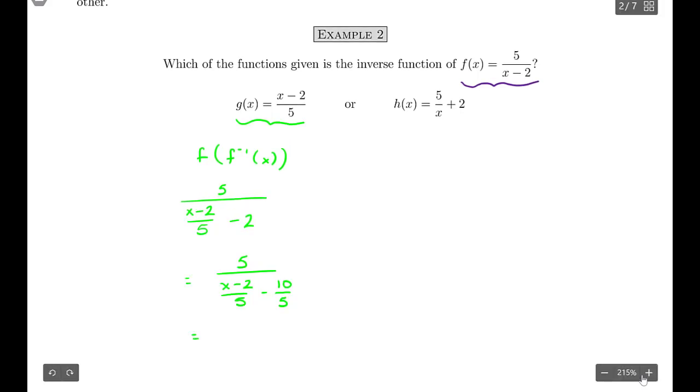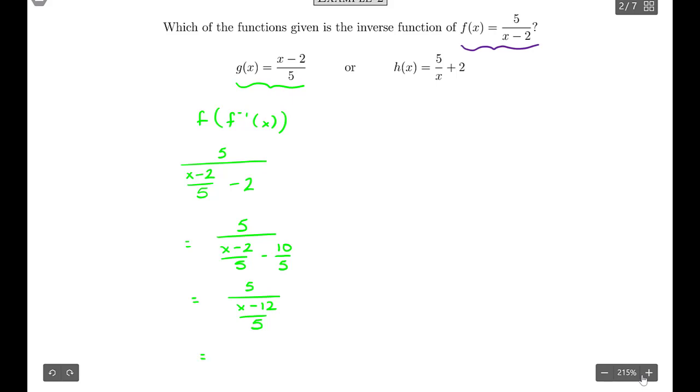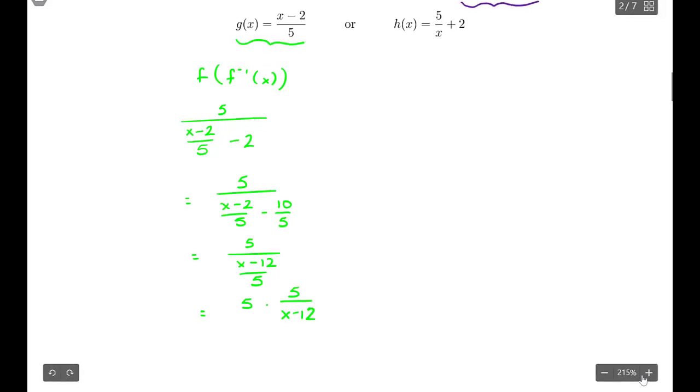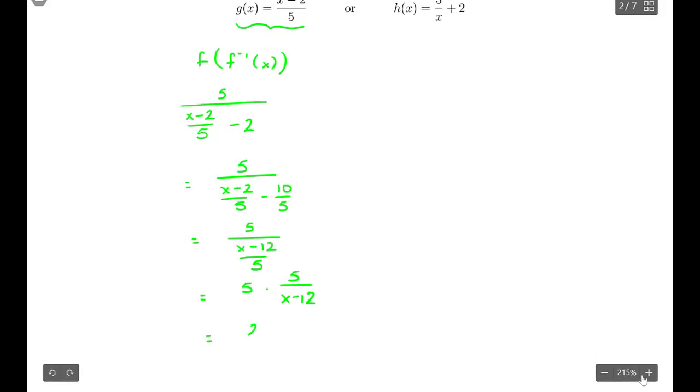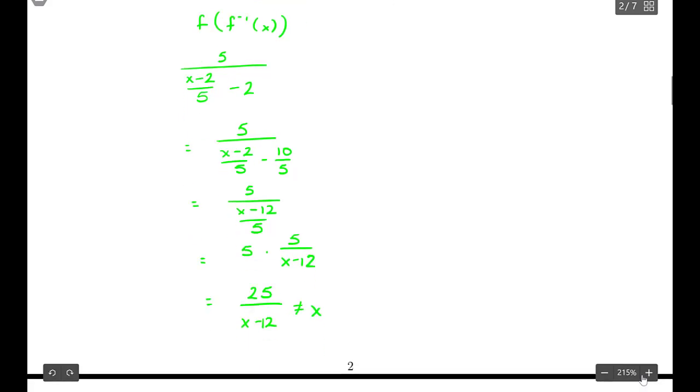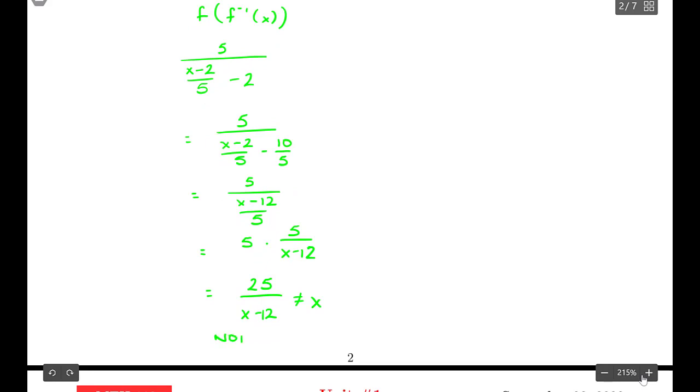And we get 5 over x minus 12 over 5. This will become 5 times 5 over x minus 12, because we have to multiply by the reciprocal when we divide by a fraction. And this gives us 25 over x minus 12. Since this does not equal x, this is not the inverse.